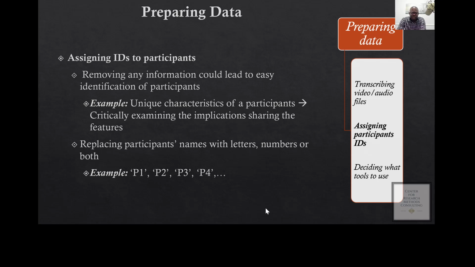So any sensitive information that will cause people to easily identify participants, make sure that that information has been removed. You can replace their names with letters and numbers like P1, P2, P3. That's what I normally do. You can also give them fake names just to make sure that they are protected, right?